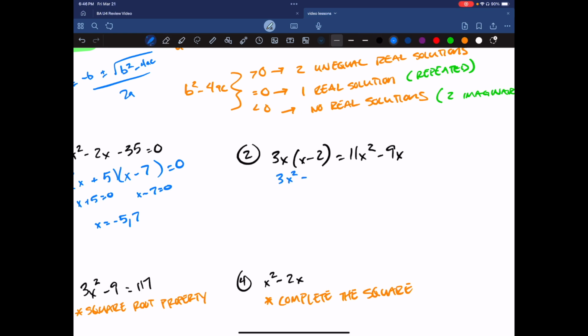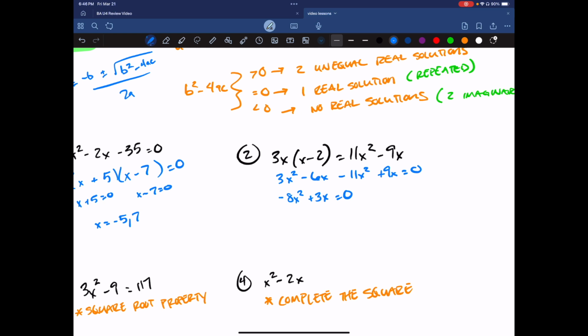That's going to be 3x squared minus 6x equals 11x. Well, let me just go ahead and move this. I'll subtract. It's going to be minus 11x squared plus 9x equals 0. And then I'll use the next step to clean this up. That's going to be 3x squared minus 11x squared, that's going to be -8x squared. Negative 6x plus 9x, it's going to be positive 3x equals 0.